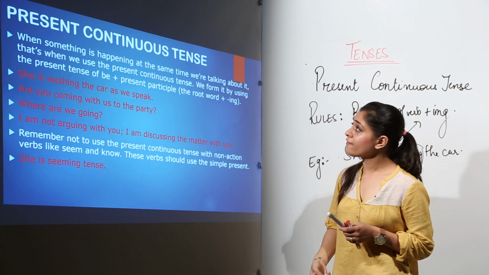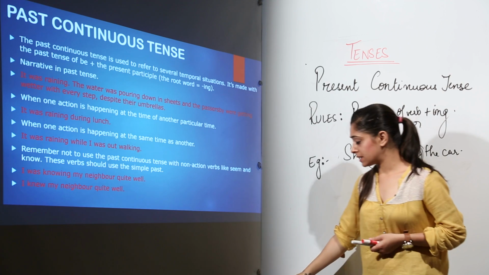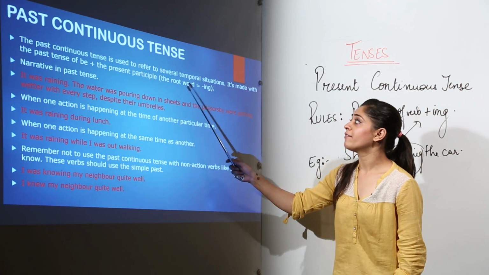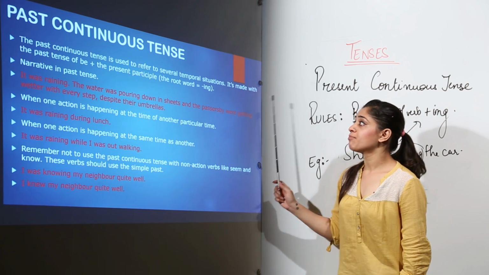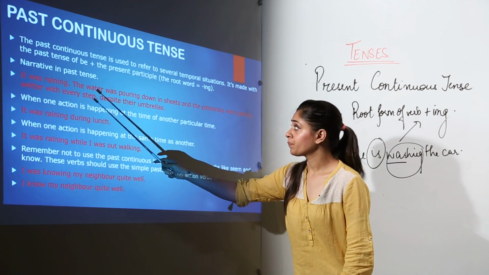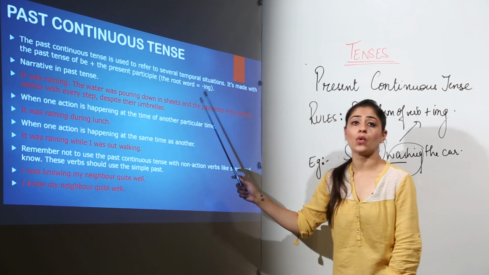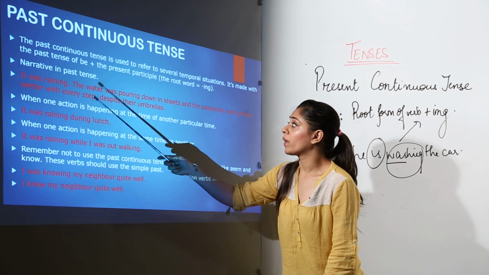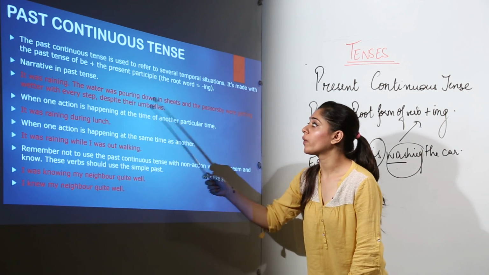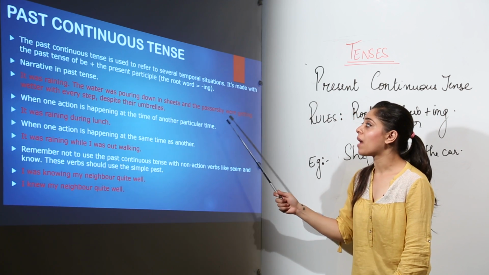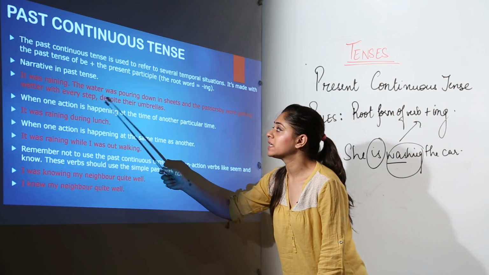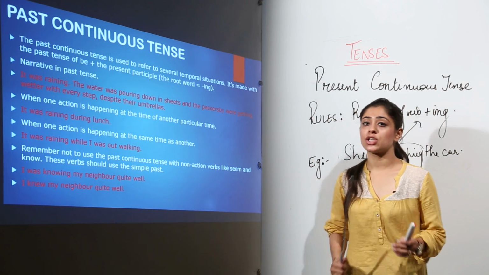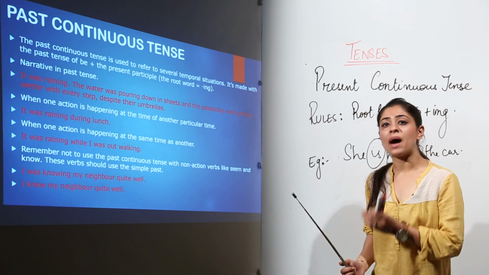Moving on, now we have past continuous tense. Let's understand this. Past continuous tense is used to refer to several temporal situations. It is made with the past tense of be, the present participle and the root word with ing. It is narrative in past tense. Now, it was raining, the water was pouring down in sheets and the passersby were getting wetter with every step despite their umbrellas.